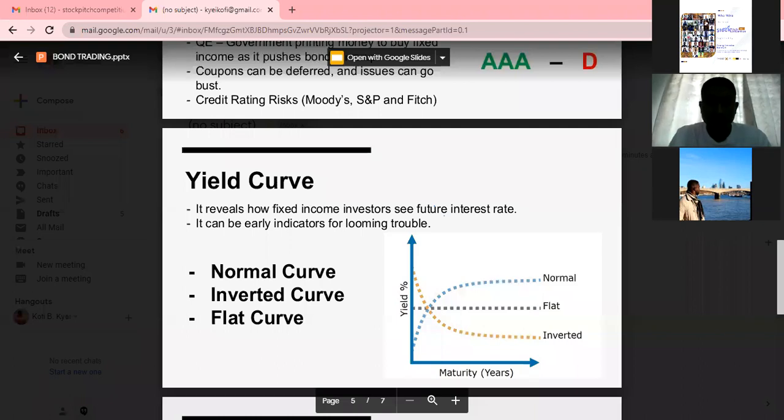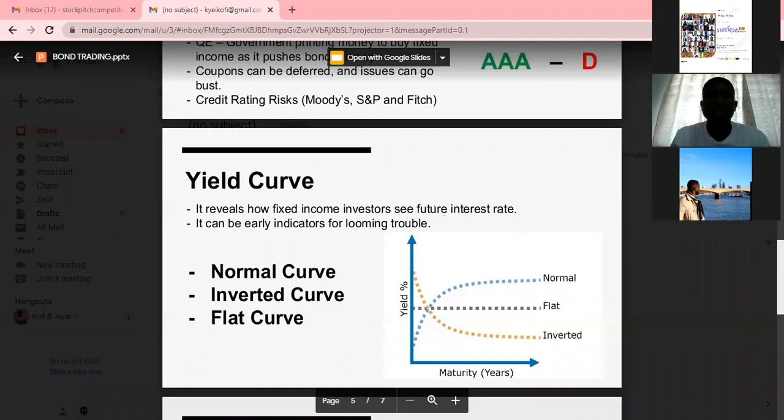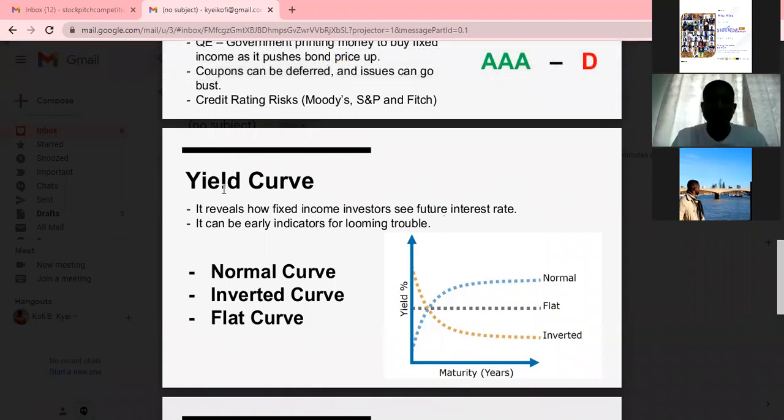No problem. So we will move to yield curve at the moment. But just before the yield curve, let me complete on the credit rating. So the credit rating, we have these big international firms which do research based on the country's economy.